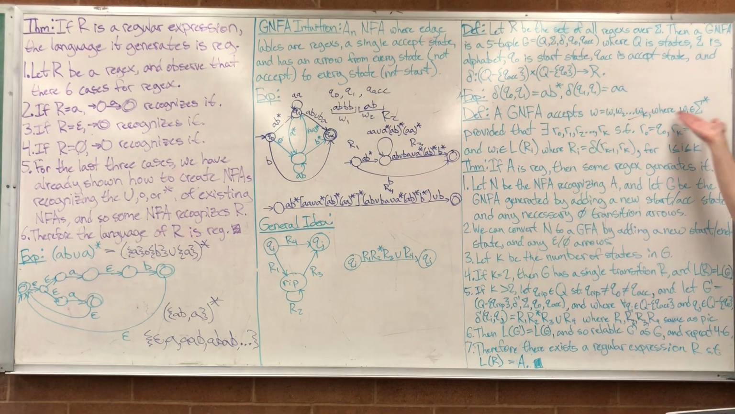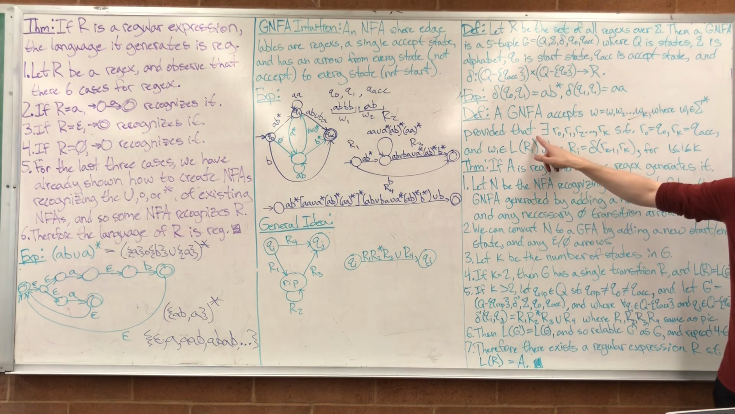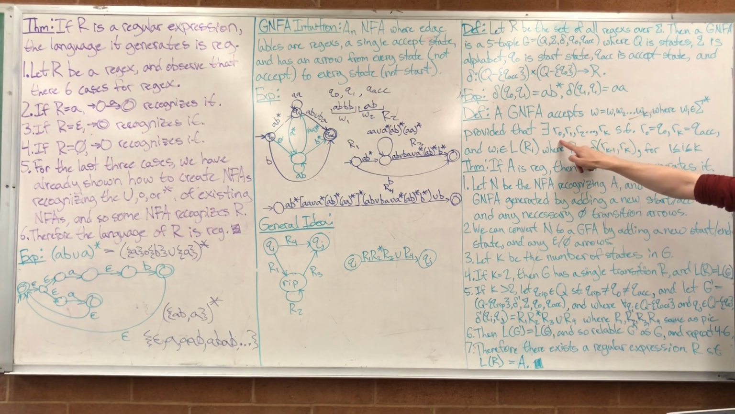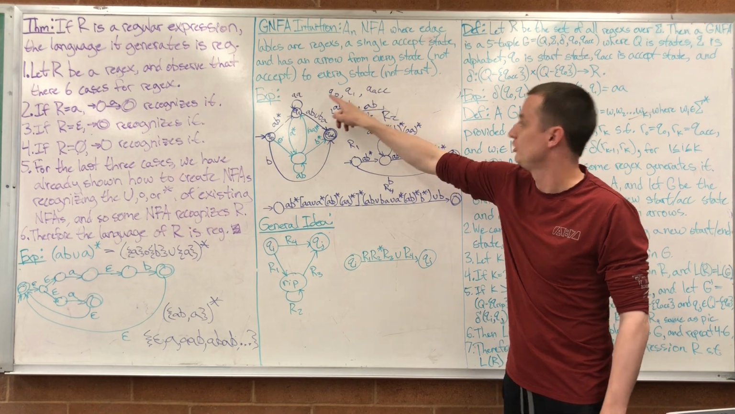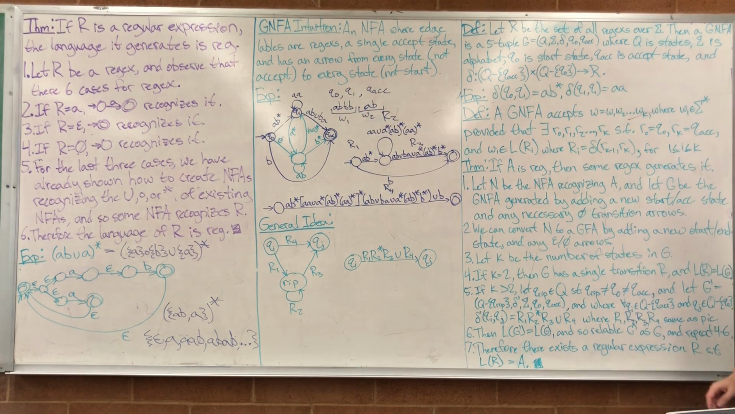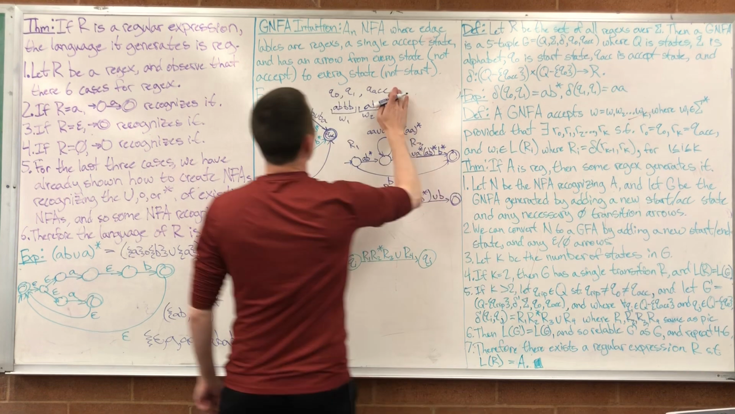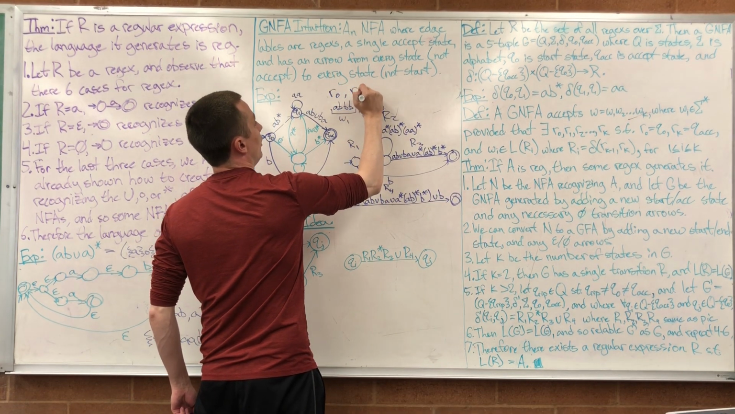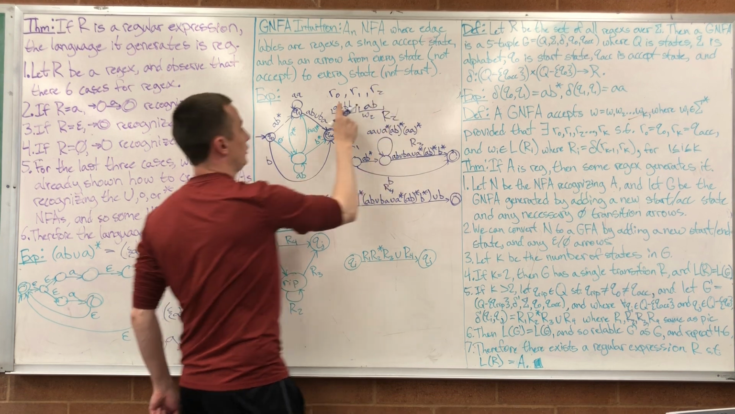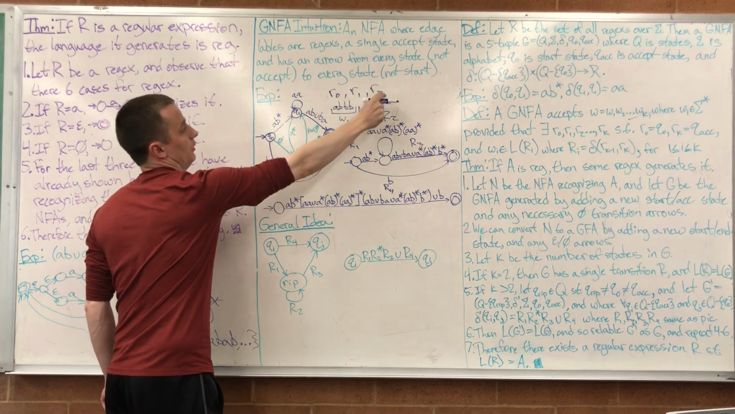So where each of those little pieces can be some string of A's and B's or zeros and ones or whatever your language is, provided that there exists some sequence of states, R0, R1, R2, through RK. In our case, we had Q0, Q1, Q accept. So, sorry, we're also going to be calling those R0, R1, R2. And in our case, R0 was Q0, R1 was Q1, R2 was Q accept.